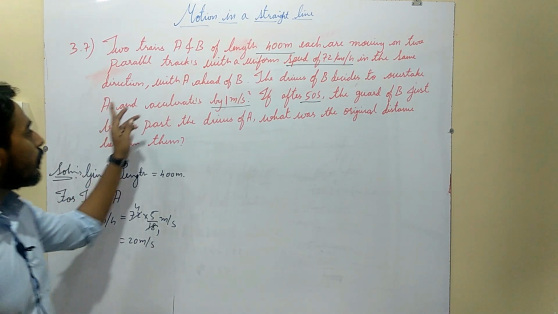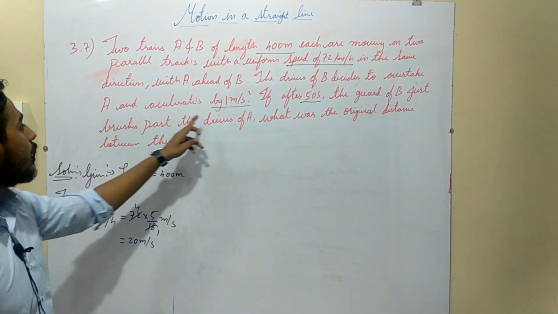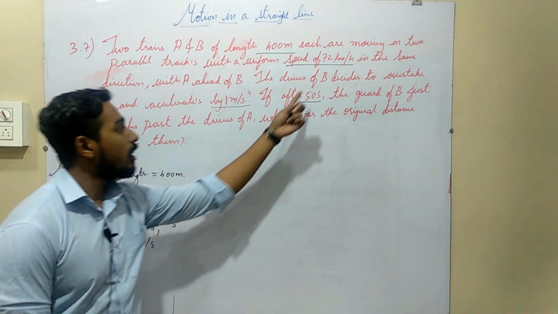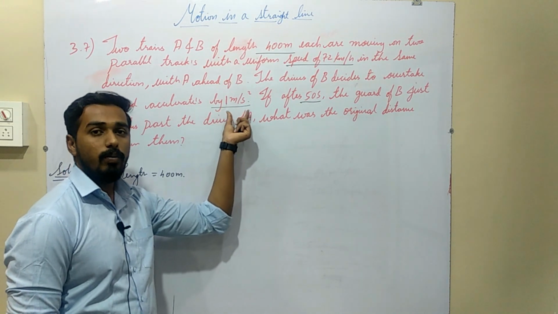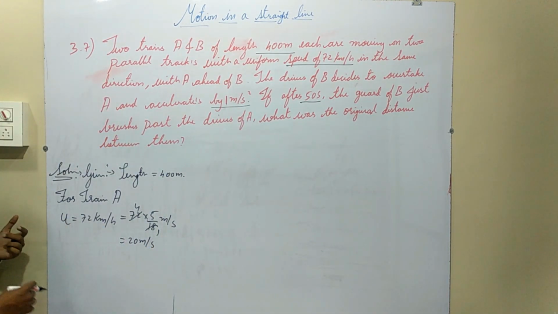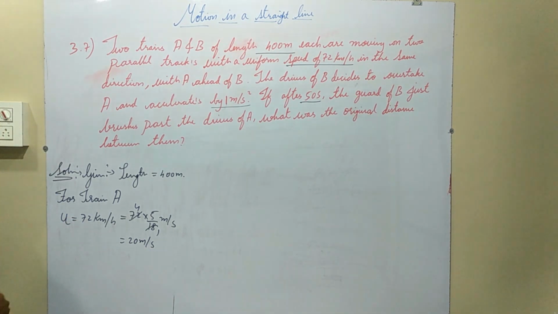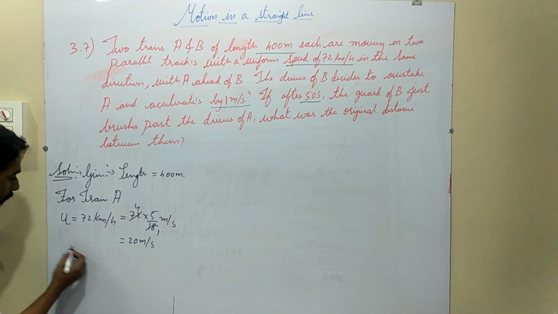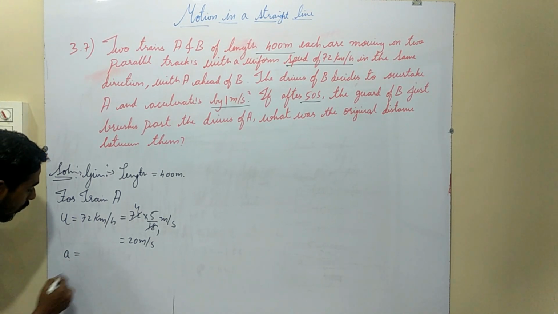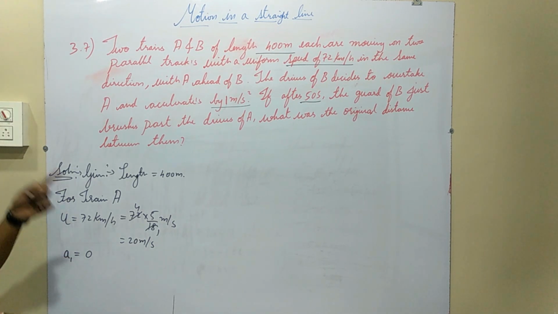Next, what is given? Train A accelerates by B. It means here B is accelerated by 1 meter per second. Then what about A? A is in uniform motion. Whenever we have uniform motion, always remember the acceleration will be always 0. For this case I will take a1.